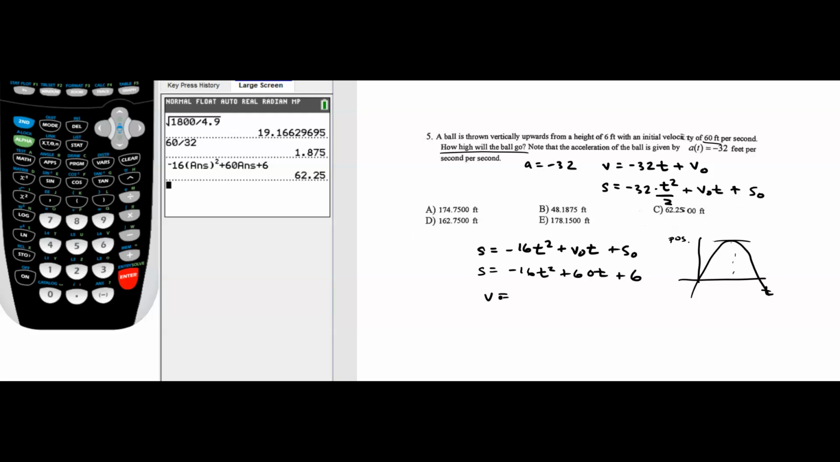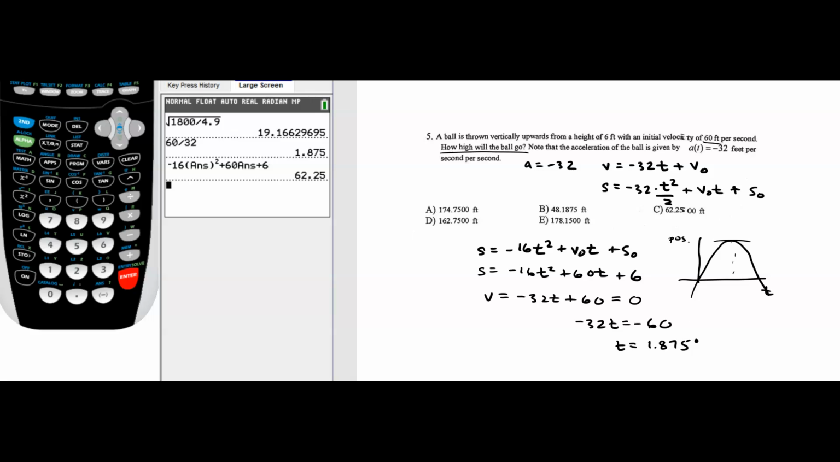So my velocity equation is negative 32t plus 60. It's the derivative of s, or you could go back to this, it's the antiderivative of a. So when is this velocity equal to 0? That's what we are finding here. So take this equation, solve for t, and we get t is equal to 60 divided by 32, as you see here, is 1.875.